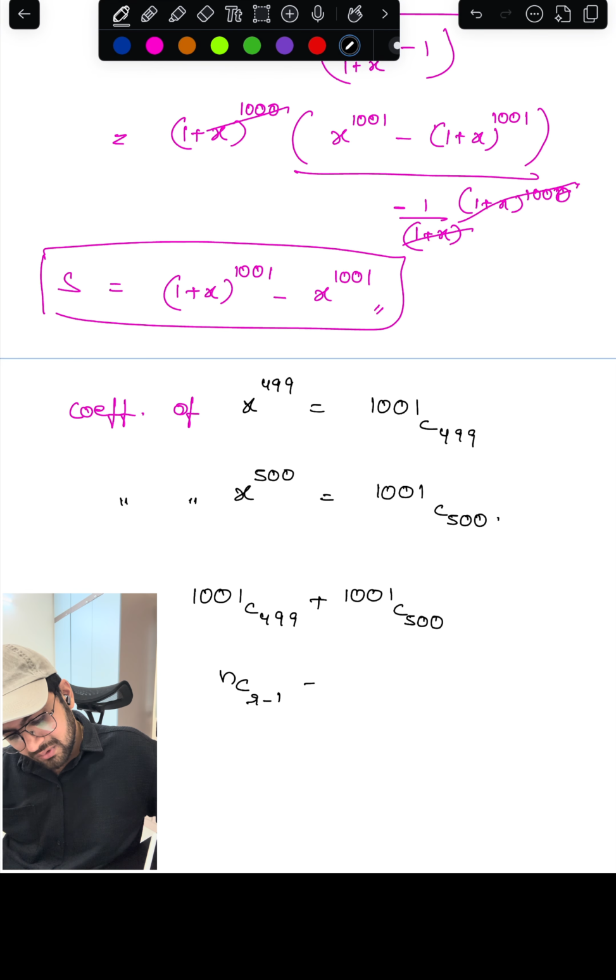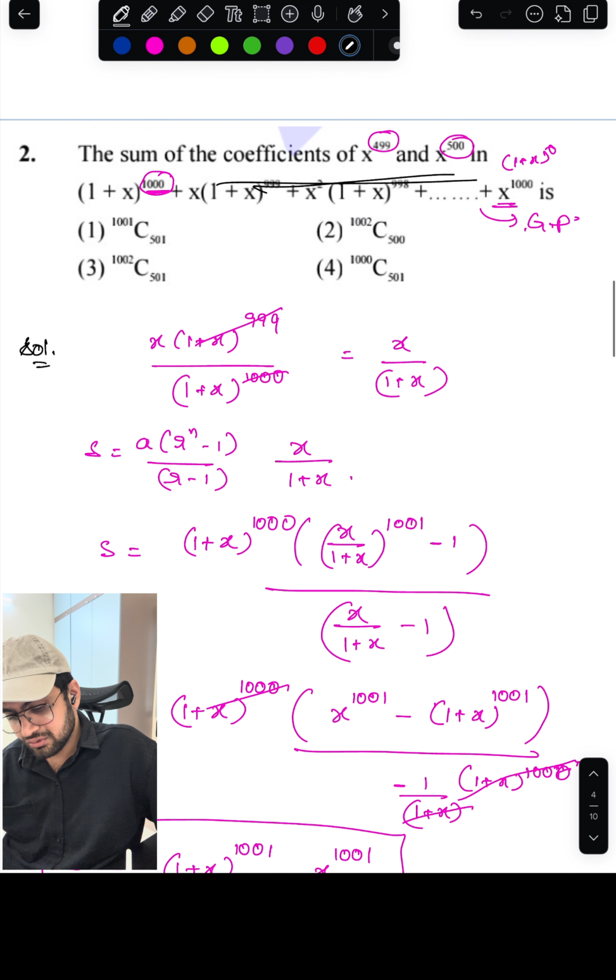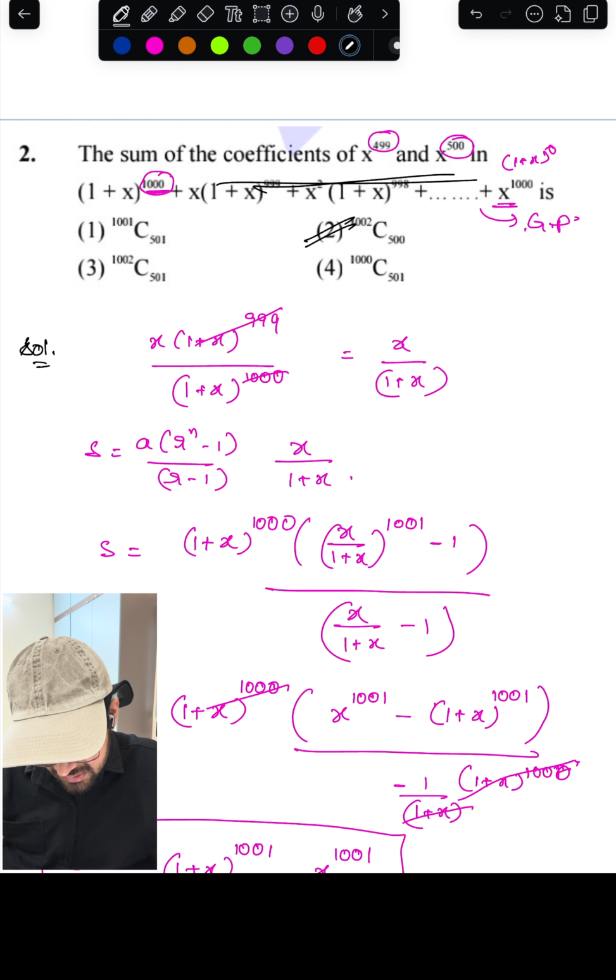So it is of the form nCr minus 1 plus nCr. Now what's the formula? It is (n plus 1)Cr. So we can write 1002 C 500. So this is the answer, 1002 C 500. So which is it? The second option.